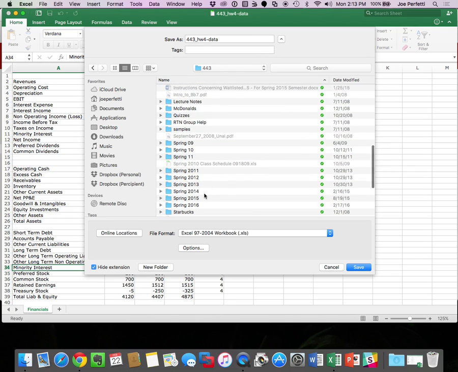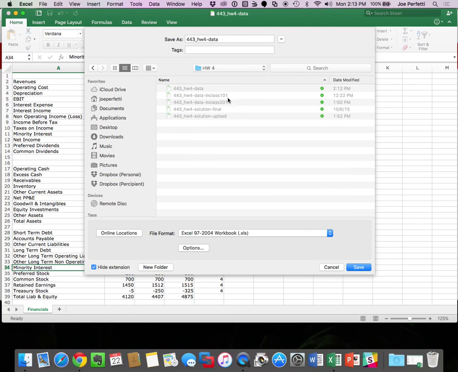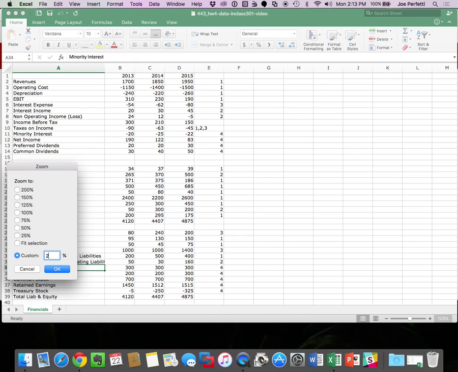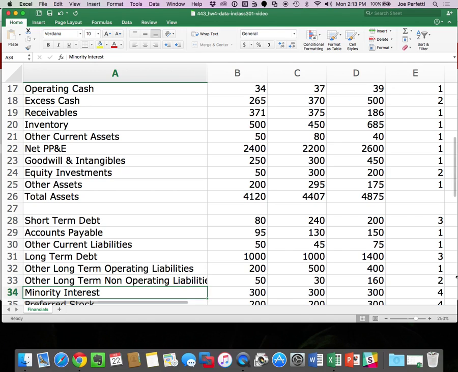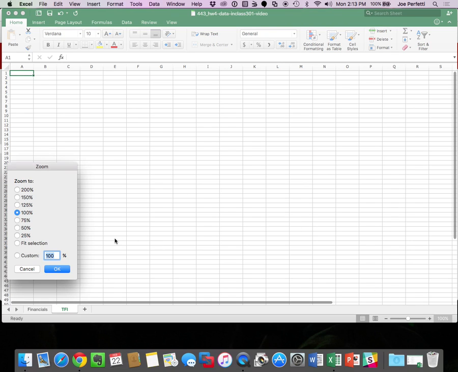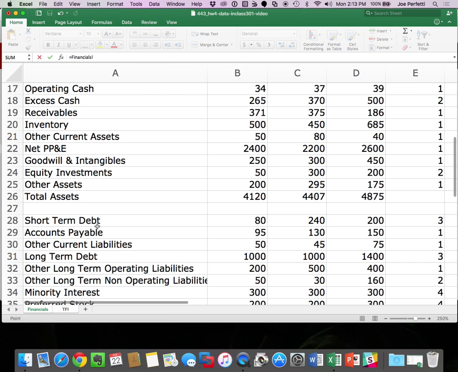Where are we? Spring 16, homework 4. This is section 301. So make this a little bit bigger so it's easier to see. Start with TFI. Again, relative references are key to doing it very quickly.